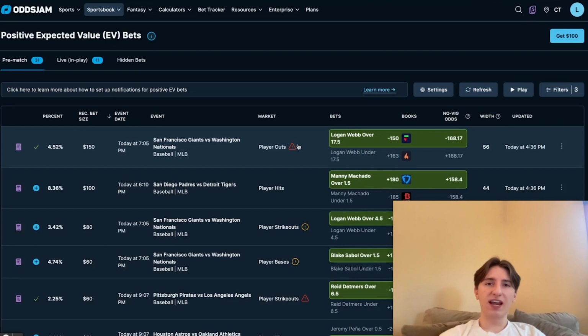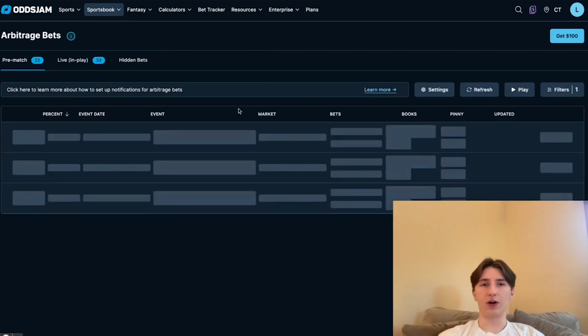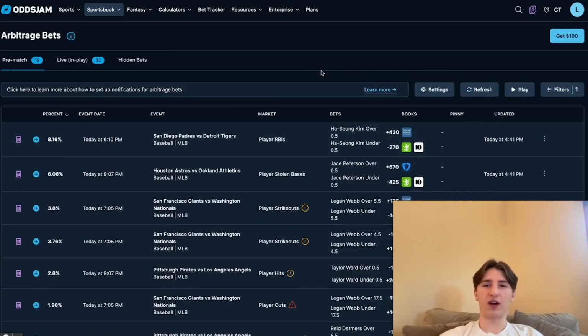All right, so we were just looking at an example here with this Logan Webb pitching outs play where the positive EV screen scans the market and tells you that the over is profitable. But there's another screen that's really useful to you on OddsJam that you should be acquainted with. Instead of the positive EV screen telling you to bet on an over or an under, what if you bet on an over and an under? And that leads us to the arbitrage screen.